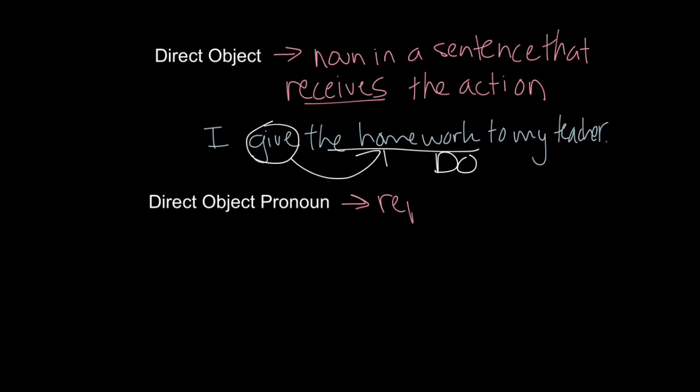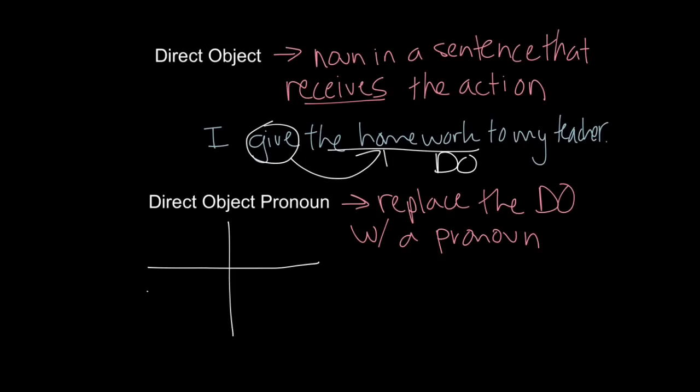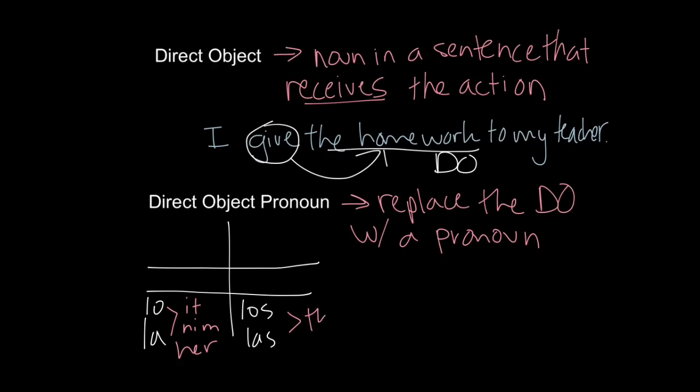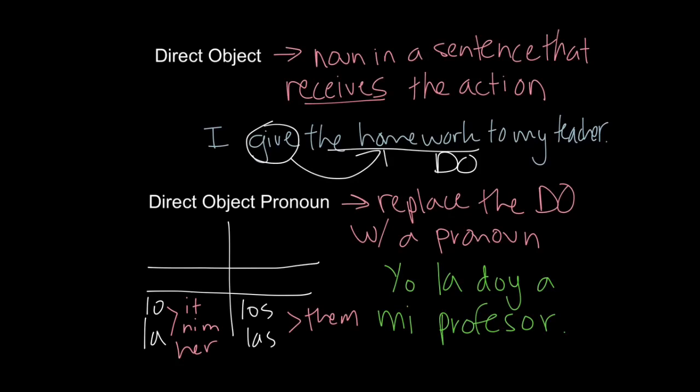Now for pronouns, we know that their role is to replace a noun. So we replace the direct object with a direct object pronoun. Our options include lo, la, los, and las. All things we've seen. Lo and la translate to it, him, or her, whereas los and las translate to them. So an example would be, yo la doy a mi profesor. I give it to my teacher. It being the homework we mentioned in the English example.